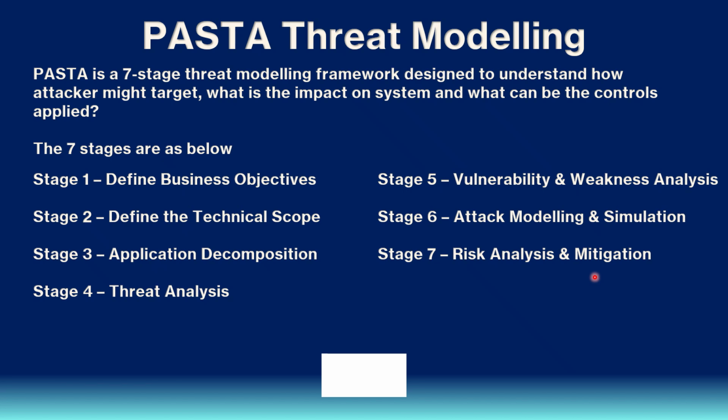Now these stages need to be followed in this order itself. Why? Because you cannot do the risk analysis first and then define the business objectives. That's wrong, right? So stage one and two are connected kind of. First we need to understand what the business is, what is the objective of the business, and then we understand the technical scope, like technically what all types of devices, tools, software are being used for this particular business. And then for that identified scope, we will decompose the application.